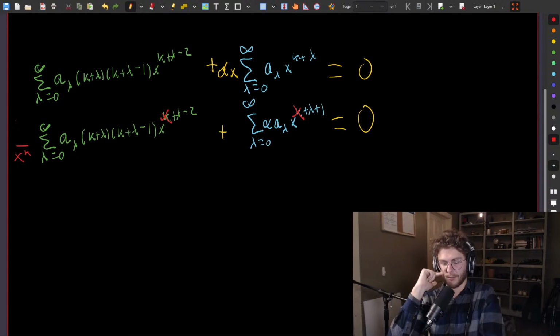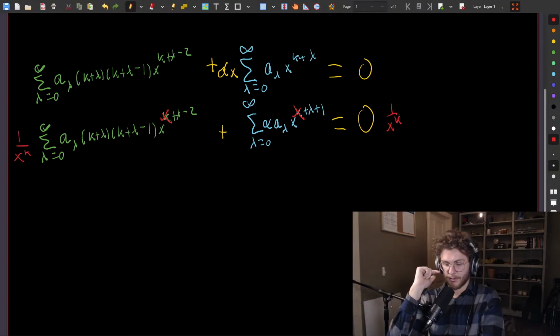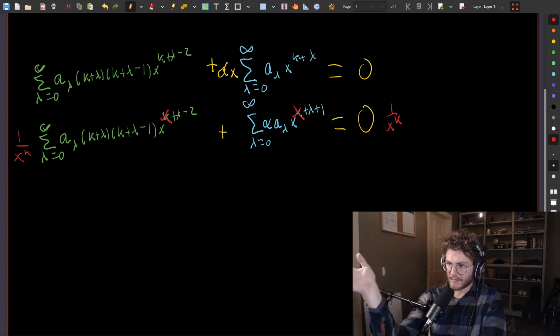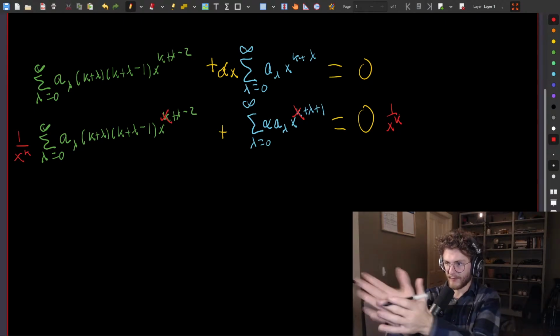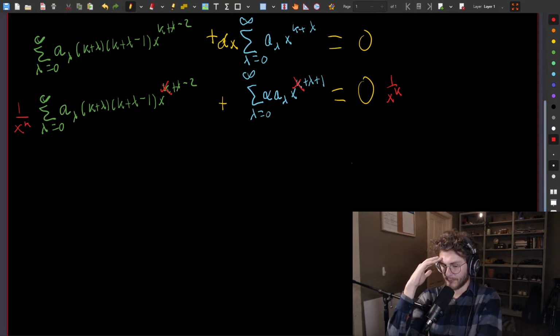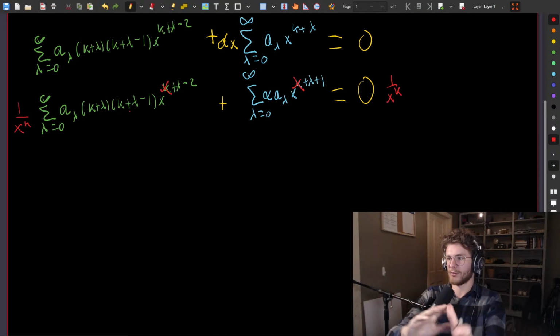And everything here is canceled. The reason that it's canceled is that everything's in terms of x to the k. We can pull the x to the k's out of the sums and then divide by that. That's what I effectively just did. But we got those k plus lambdas and the k plus lambda minus 1, which is going to help us find our indicial equation. And the indicial equation, I'll show you in a sec.